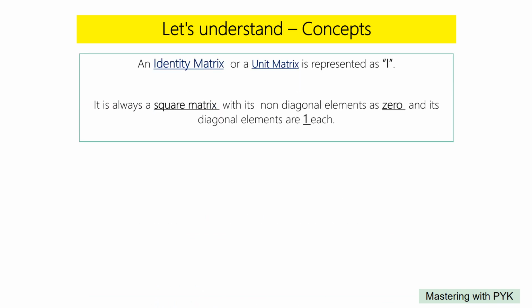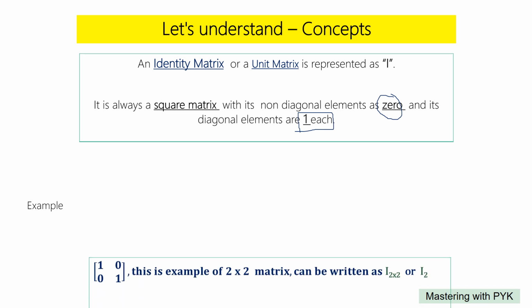So let's understand identity matrix or a unit matrix. We know a matrix is always denoted by a capital letter, and a unit matrix is denoted by a capital letter I. How do we identify a unit matrix or an identity matrix? An identity matrix always has to be a square matrix. Its non-diagonal elements will be 0 and all the remaining elements, that is the elements in the diagonal, would be 1 each.